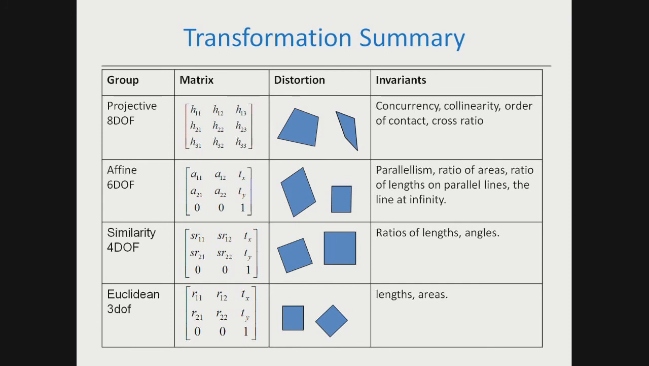Then one level below, which is similarity. With similarity, the object can have rotation, translation and scale, but uniform scale. What we preserve here are ratios of lengths and angles. And then Euclidean, which is the most constrained transformation, with 3 degrees of freedom, which preserves length, areas and angles. We should add angles here. And the matrix encodes each of these limitations.